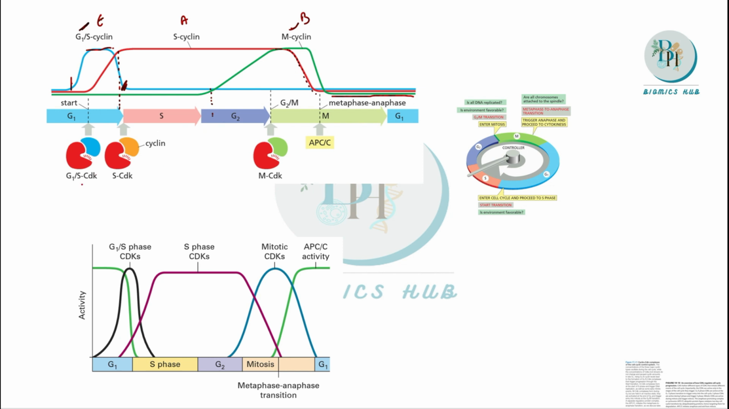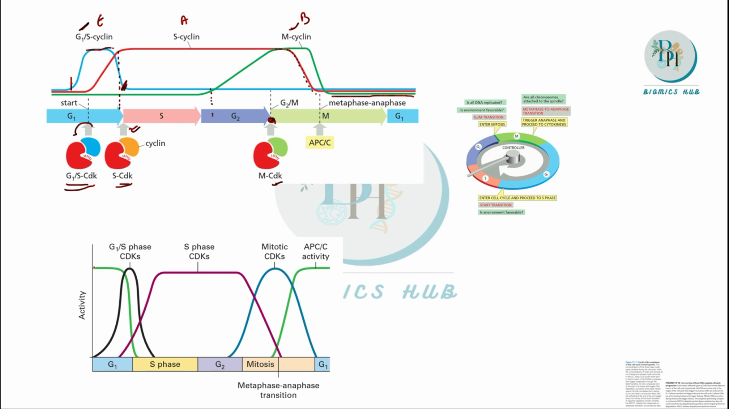So there are also CDKs which are involved. Now we can see that the G1/S CDK is activated in the G1 phase. The S CDK is activated at the start of the S phase. The M CDK is activated at the end of the G2 phase, or G2 to M phase. Now this is a graph of the CDKs.